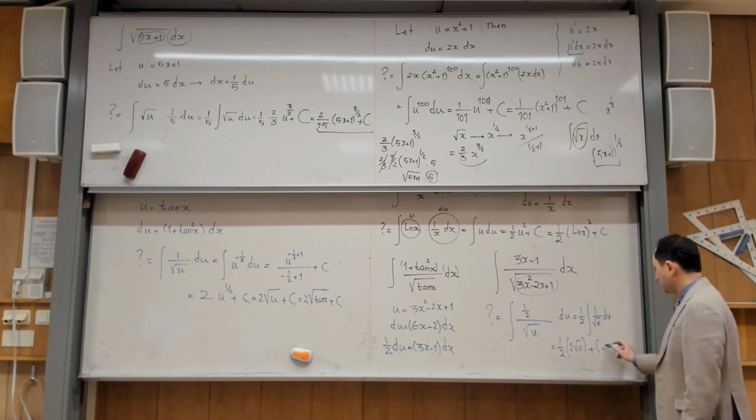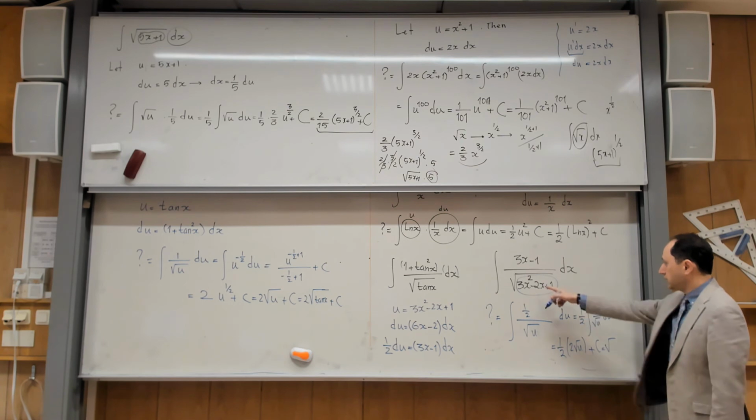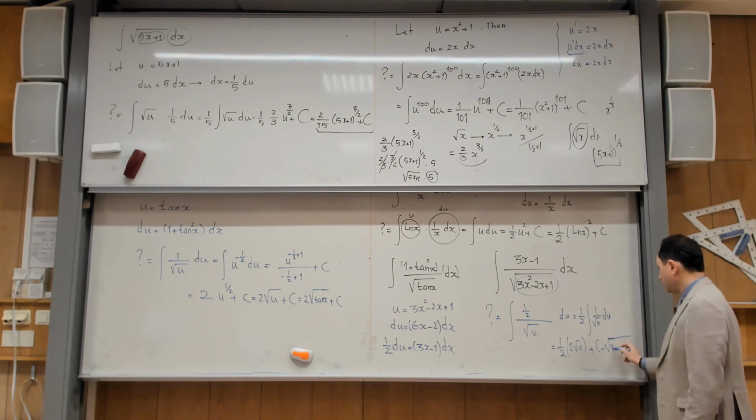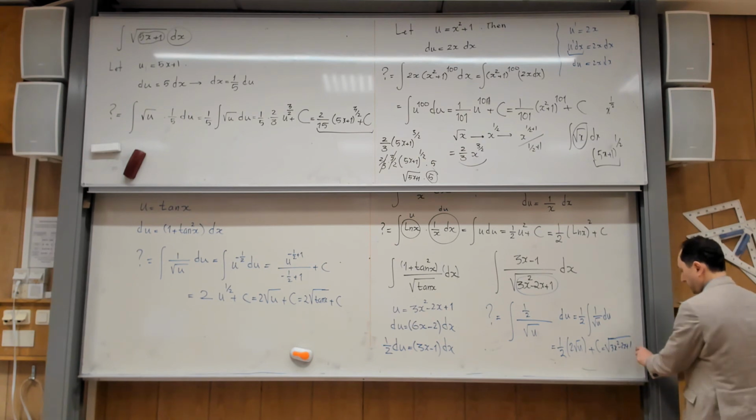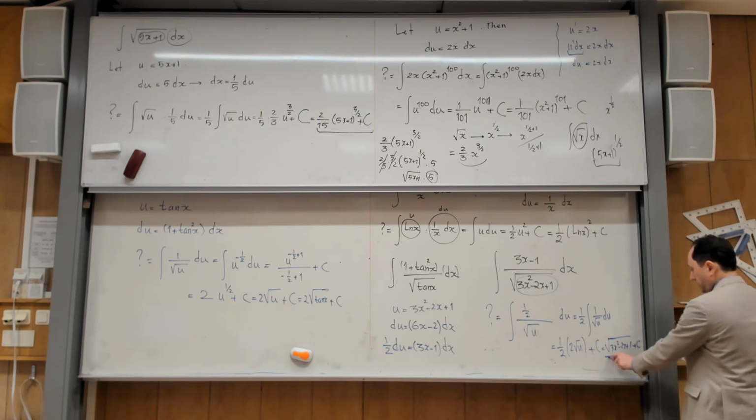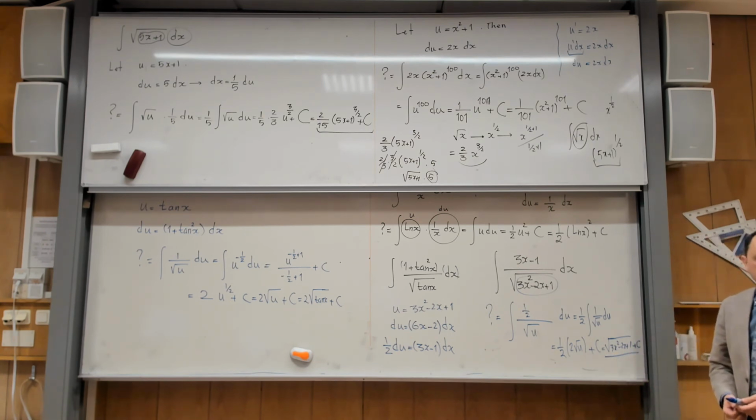So everything becomes a square root of u, but u is that guy. So this becomes 3x squared minus 2x plus 1. And then you have a plus c at the end, yes? So this is the function whose derivative is.